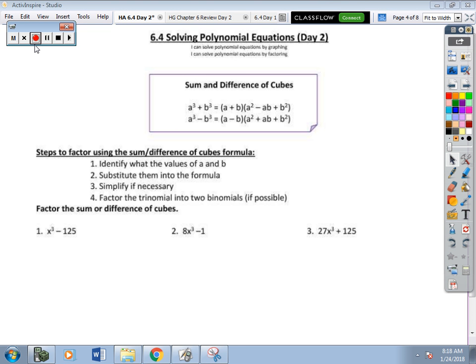Today we're going to continue solving quadratic or polynomial equations. Yesterday we did the graphing method. Today we're going to do it by factoring and solving. And this will be useful especially whenever we have ones that are in cubic form. So these formulas need to be memorized.